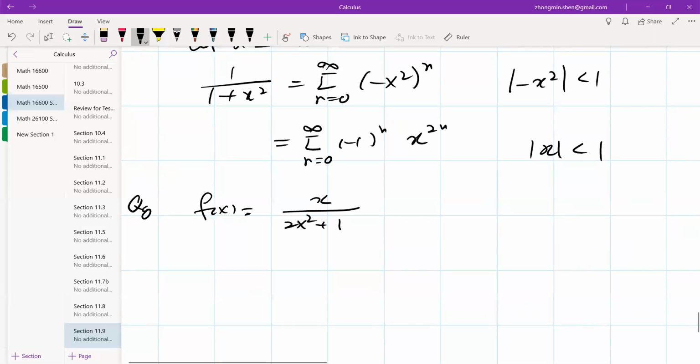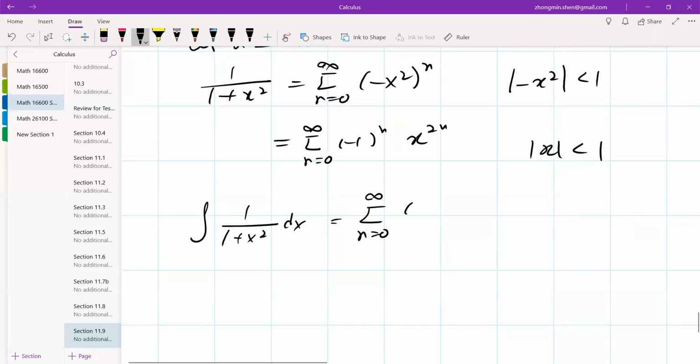Let me finish this other problem first. So look at the above identity, right? This holds for absolute value of x less than 1. So I can integrate, just realize that, right? If I integrate according to the theorem, you will get, integrating each term, x to the 2n plus 1 over 2n plus 1, and plus a constant. And this should still hold for absolute value of x less than 1.